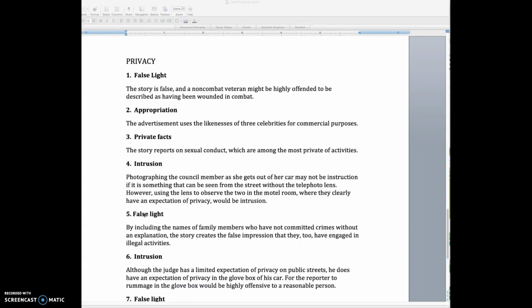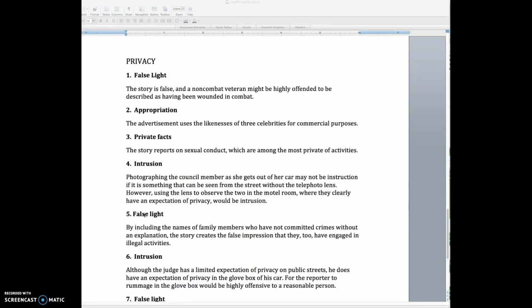Number 3, a news story reports that a member of the city council is having a romantic affair with a local business executive. Both the council member and the business executive are married to others. Well, you're publishing private facts. The story reports on sexual conduct, which is among the most private of activities.